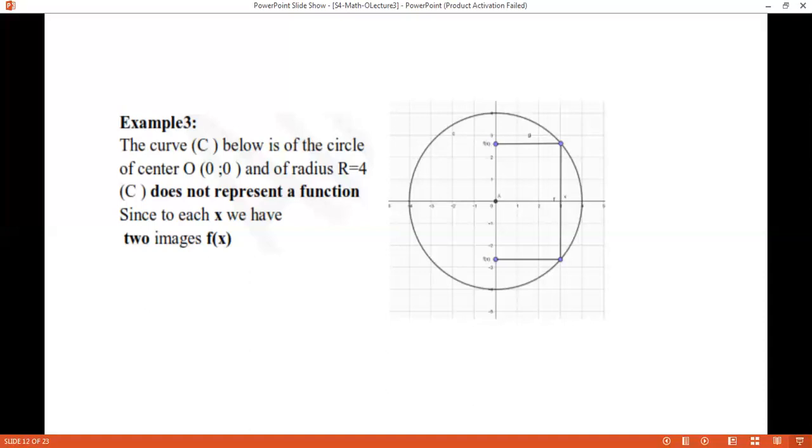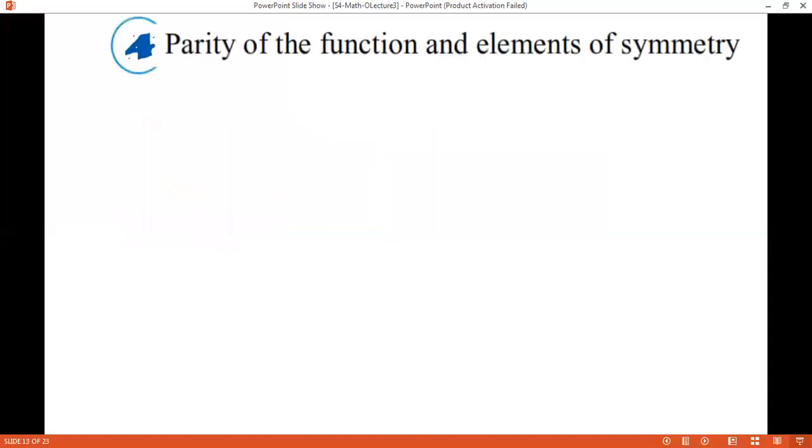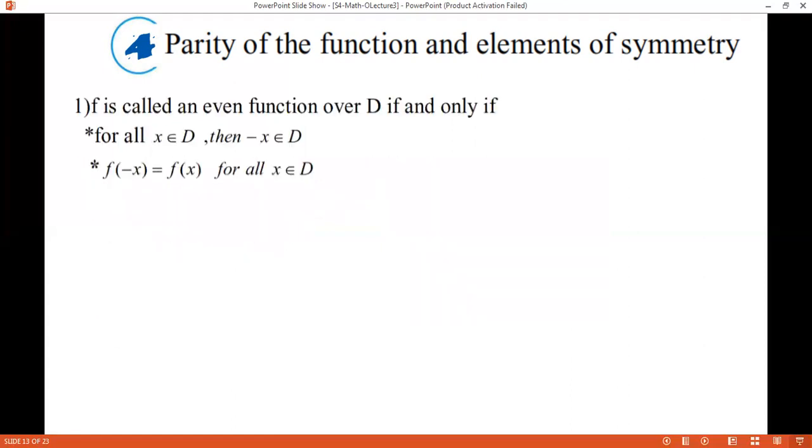And now we are going to learn something new, which is called the parity of the function and elements of symmetry. The parity of the function. When I say the word parity, I just need to know if this function is even or odd. And if it's even, what happens? And if it's odd, also what happens. Okay, so I'm going to start first with the even function.